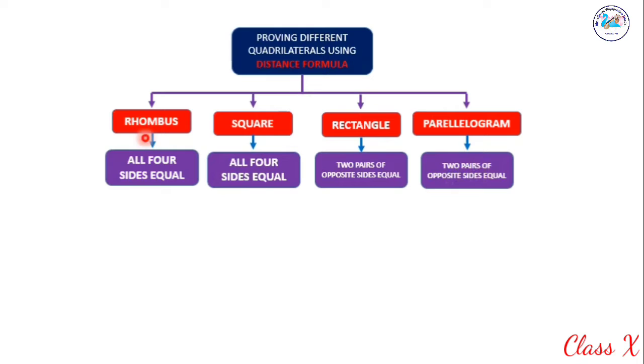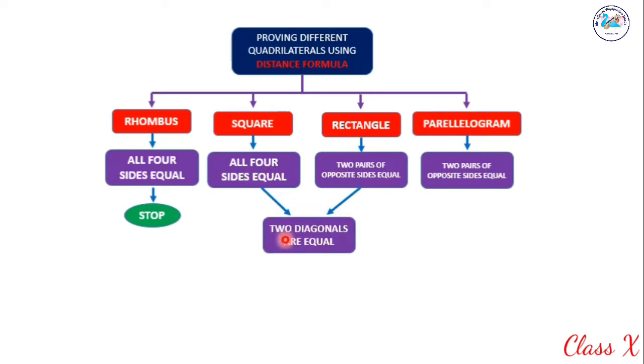Once again, in case of a rhombus, if we have proved that all 4 sides are equal, that is enough, and finally you can conclude that the given points form a rhombus. If it is asked to prove a rhombus, you have to prove that all 4 sides are equal. In case of a square, in addition to all 4 sides being equal, you must prove that the 2 diagonals are also equal.